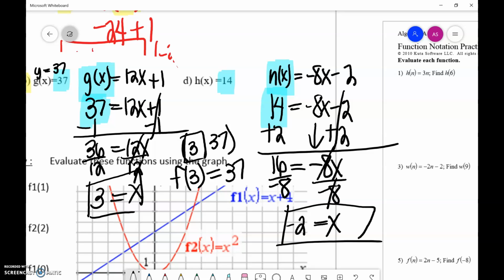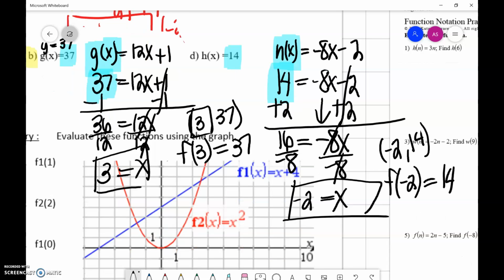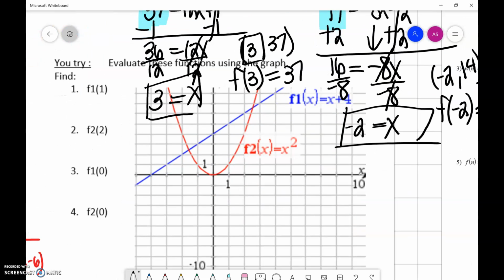Okay, so again, because they gave me y, when y is 14, my x is negative 2. Or you can say f of negative 2 equals 14. All right. So hopefully that made sense.